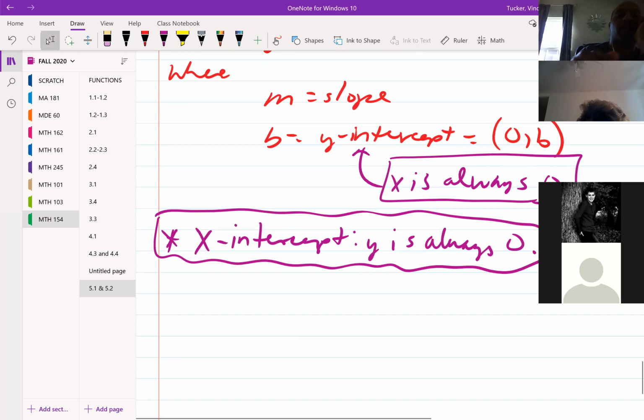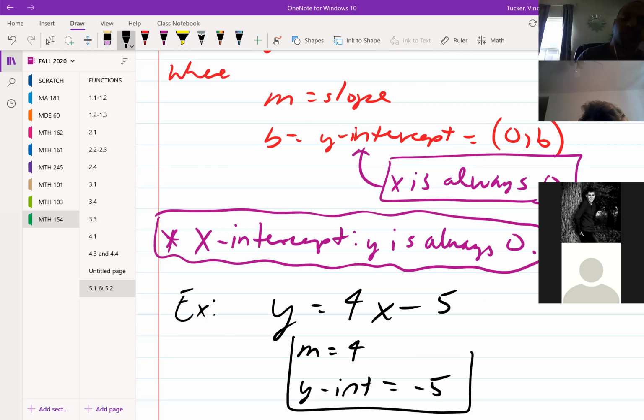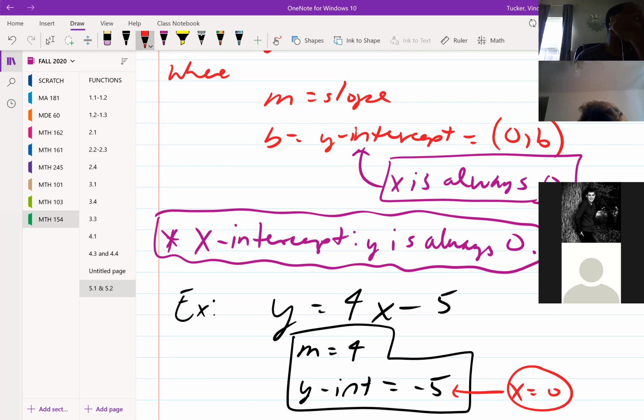So if I have an equation in the form of y equal to 4x minus 5, my slope is 4, my y-intercept is negative 5. So that's all that we're saying, that if your equation is in that form, and also that means that if my y-intercept was negative 5, x is equal to 0.